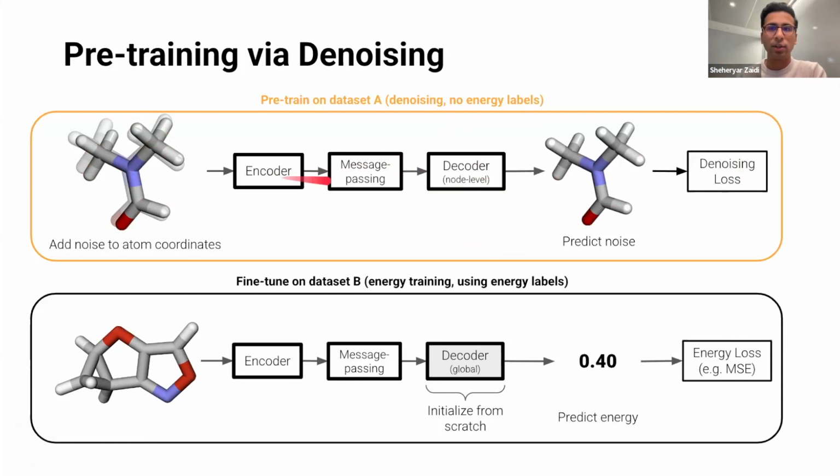Once that's done, you take your graph network and you basically retain the encoder and message passing units, but replace the decoder with a global decoder. And now you fine tune the network on, for example, feeding in a structure and predicting a scalar energy. So this is kind of similar to how you might pre-train a network on ImageNet and then replace the final layer, which outputs, for example, a 1,000-dimensional vector, with a 10-dimensional vector if you're fine-tuning on something like CIFAR10. So that's kind of analogous to that.